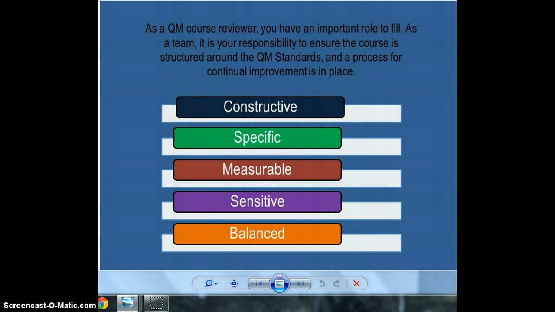There are 5 characteristics of a helpful recommendation. It must be constructive, specific, measurable, sensitive, and balanced. As a QM course reviewer, you have an important role to fill. As a team, it is your responsibility to ensure the course is structured around the QM standards and a process for continual improvement is in place. To expand on this, let's look at each characteristic individually.